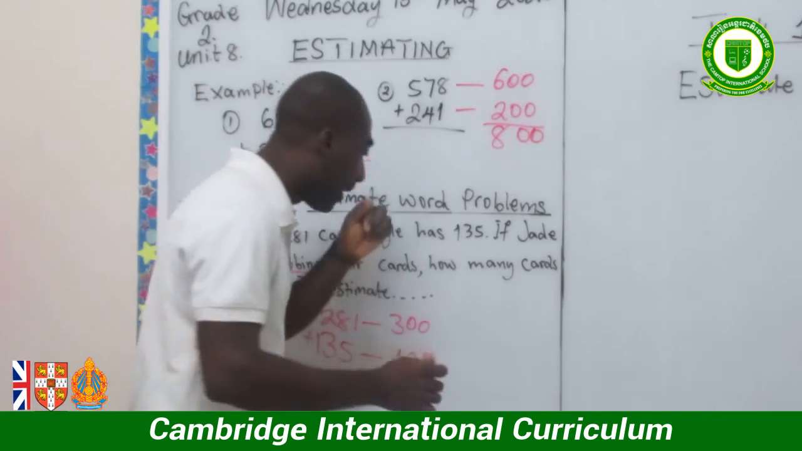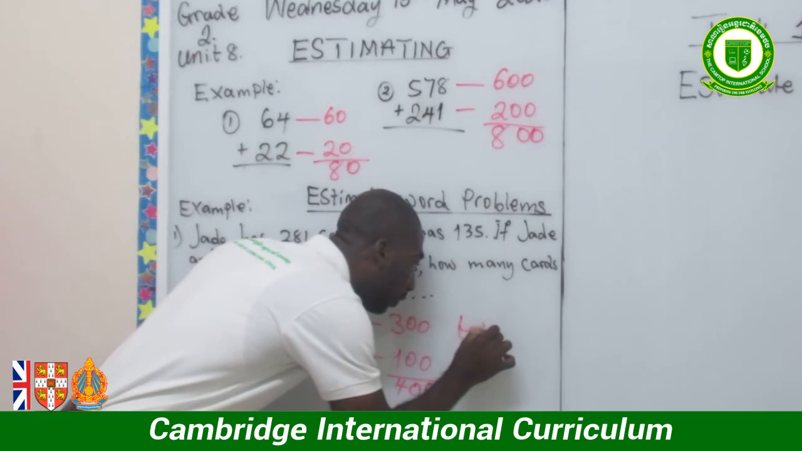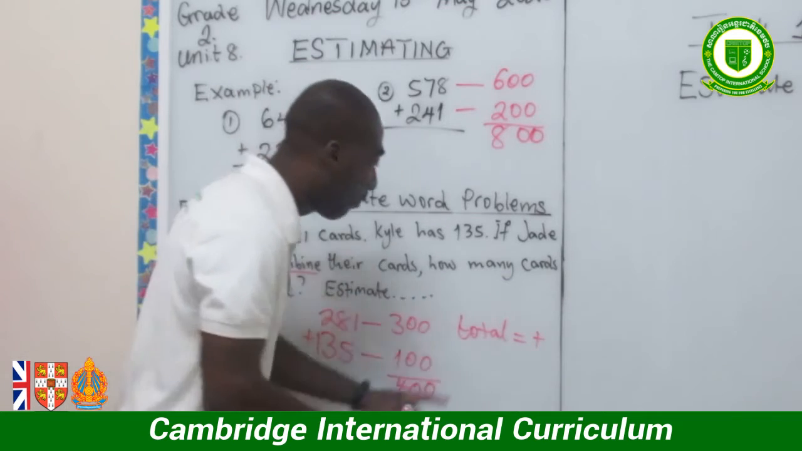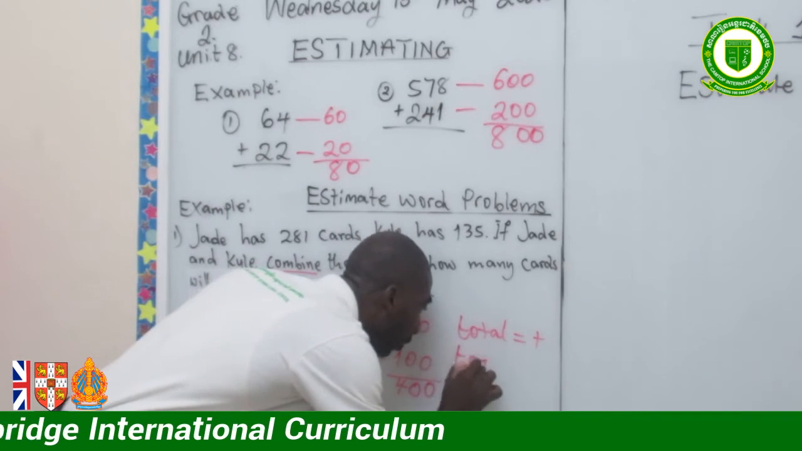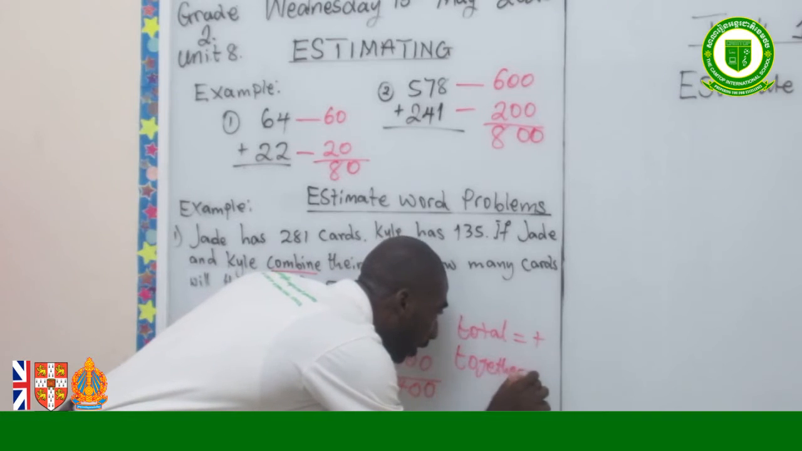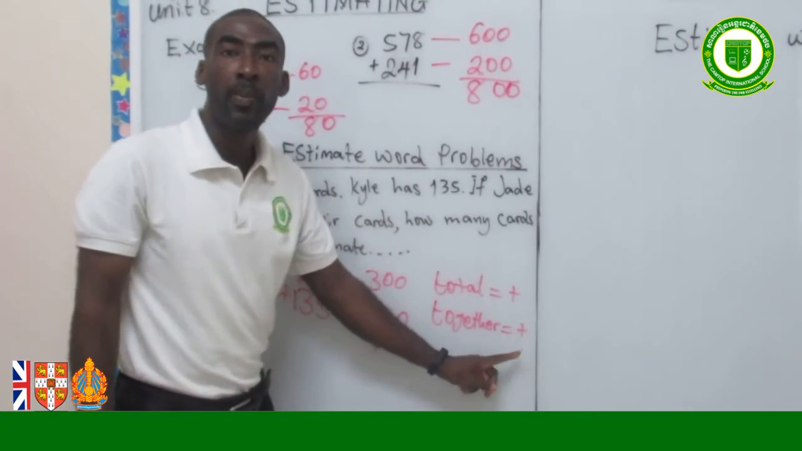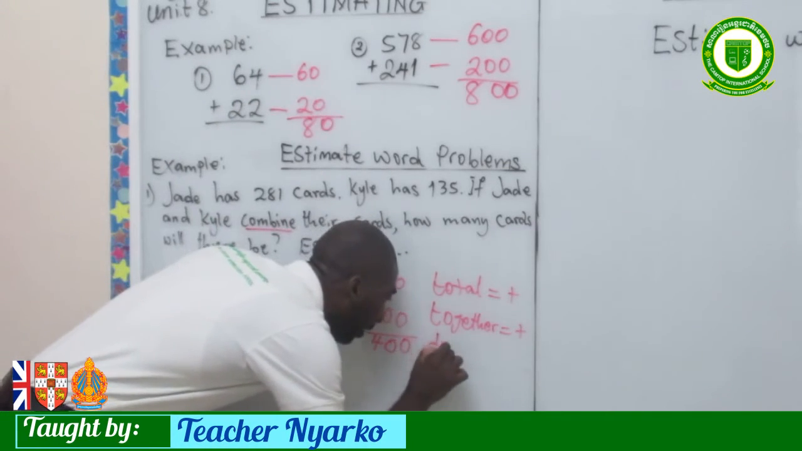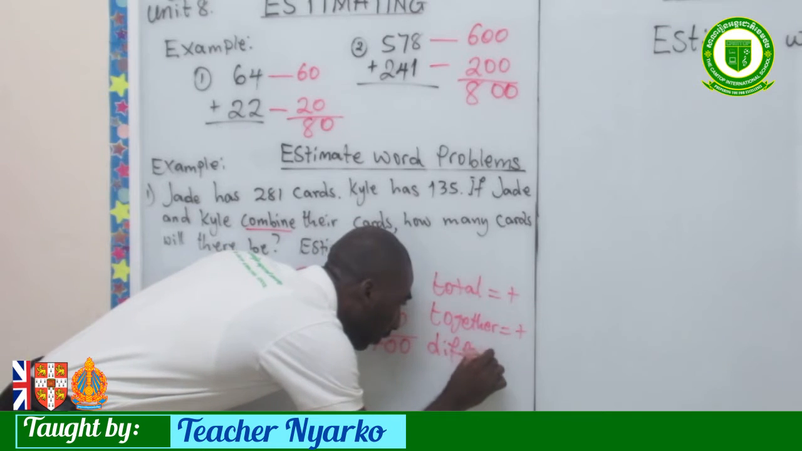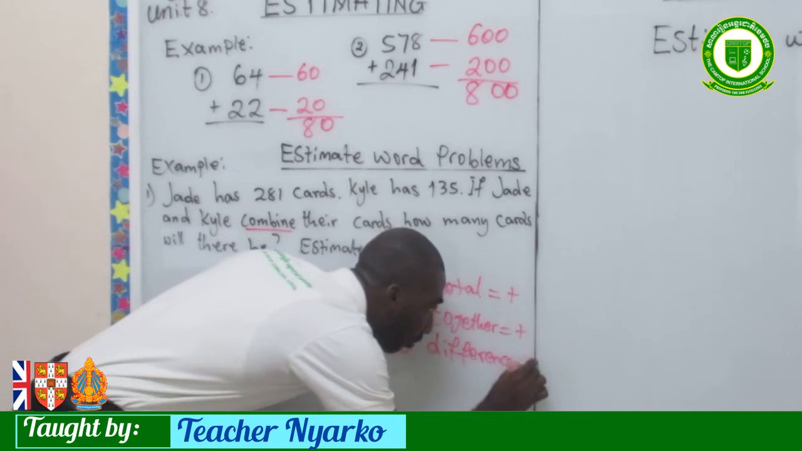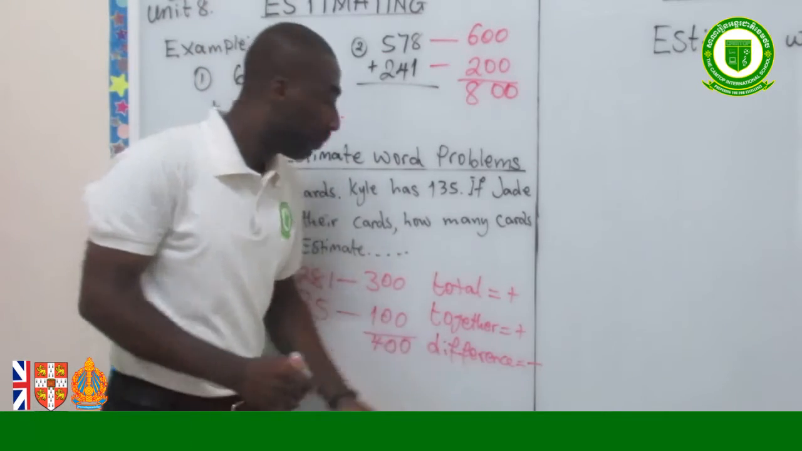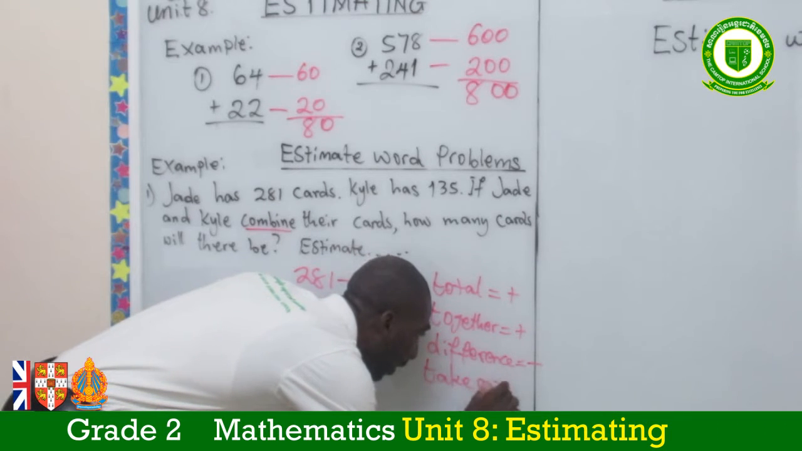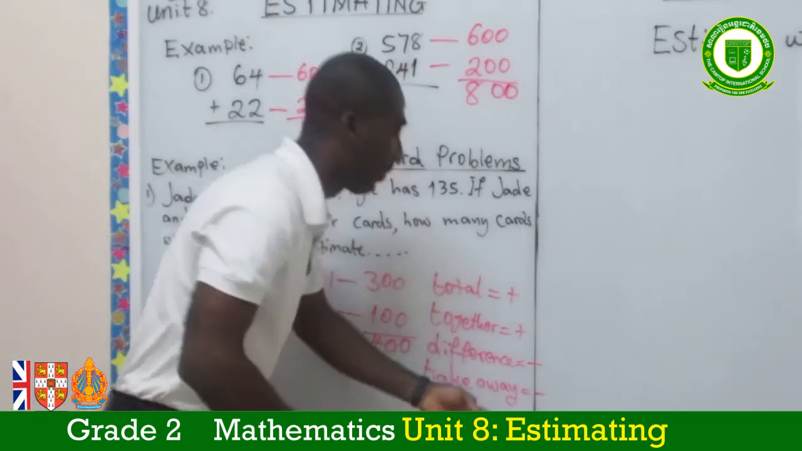Whenever you are doing a word problem with estimating, you have to find the keywords. If you find a word like total, okay, it's equal to plus. If you find a word like together, it's also equal to plus. If you find something like difference, it's equal to minus. Okay? If you find something like take away, it's also equal to minus.